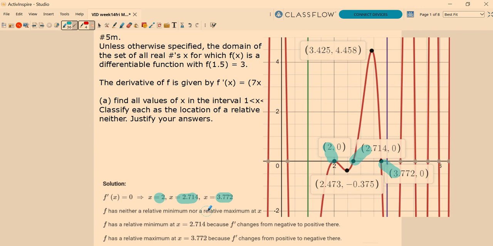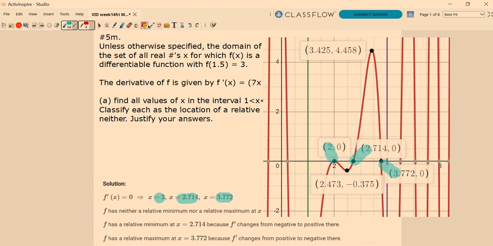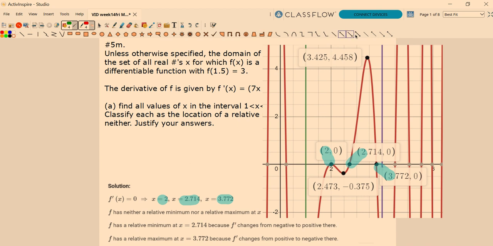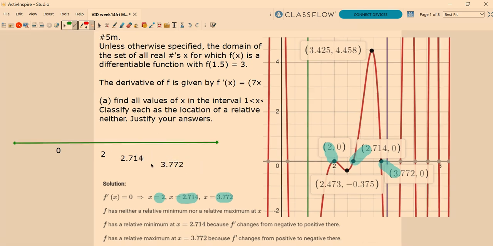Now, let's go over here. We know that this is a maximum when the slope changes sign. So we can actually just do the number line, like we did before. We'll put 0 here, and shift 0 over to the left a little bit. We'll go 2, 2.714, and 3.772, and we'll stack it like this.